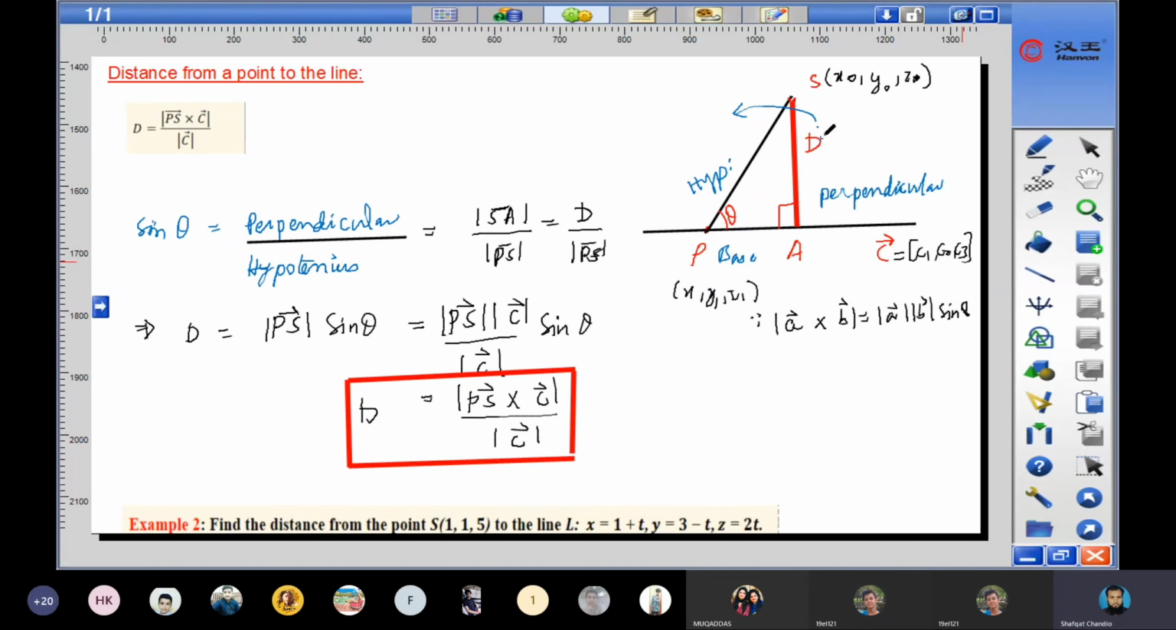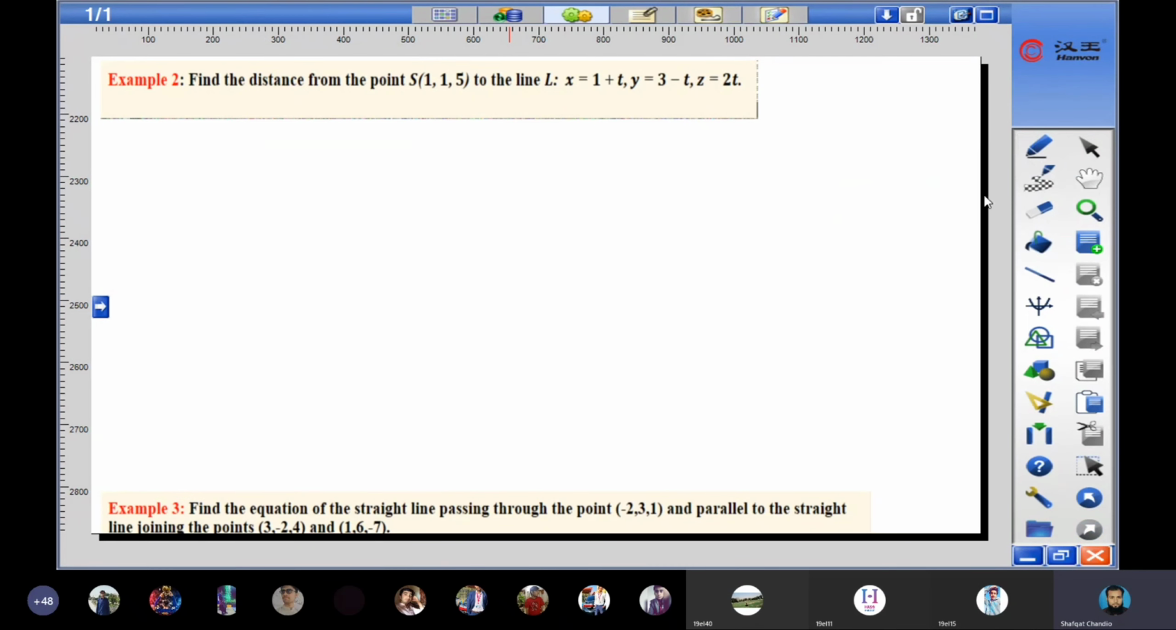So if you apply the formula of sin theta, that is equal to perpendicular upon hypotenuse, and then you can get and simplify the distance formula. So PS, the length of this side hypotenuse, multiplied by sin theta will give you the distance that is here. And now here we make use of the vector C, multiply and divide by the magnitude of the vector C, and simplify applying this formula. We can get the distance formula, that is magnitude of the vector PS cross C divided by magnitude of the vector C. So now let's suppose that from this point S is given to you.